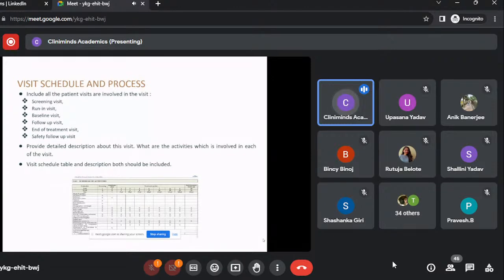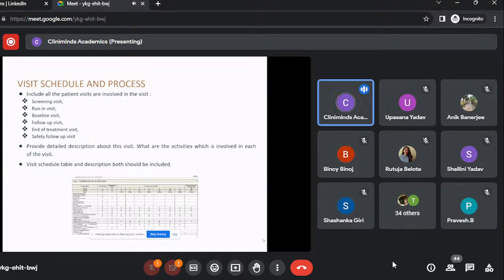So commonly, what are the names of the patient visits involved? Screening visit. Then run-in visit, baseline visit, follow-up, end of follow-up, treatment, safety follow-up. So like that, we can see a lot of visits. These are the information given in the visit schedule section.